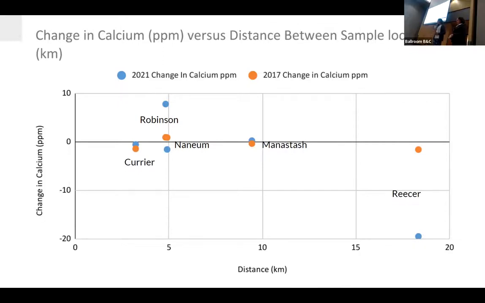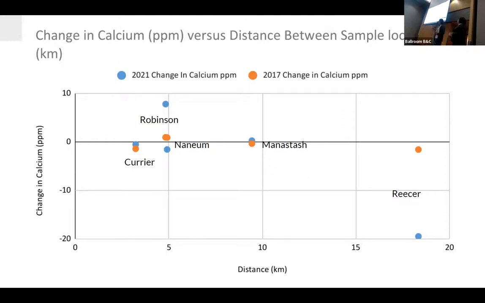So what we did was we measured our calcium at our downstream location, then at our upstream location, and we subtracted them from each other to get the difference. Then we would know, as it flowed, did we lose calcium or did we gain calcium? And so that's what you're looking at. The red dots are going to be your 2017 change in calcium.